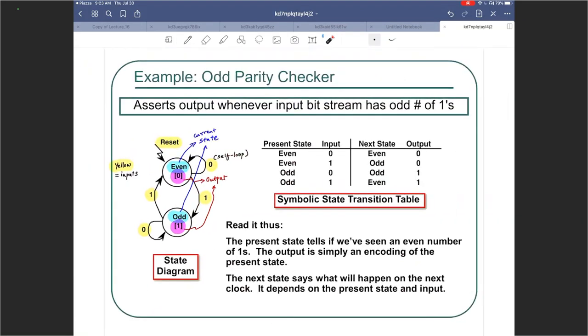All right. Now, using this state diagram, I have written out a symbolic state transition table. Why symbolic? Because you see, I'm using symbols even and odd here. Something like what we did in the counter design example. We just didn't have outputs there. We had present state and next state. Now, for a finite state machine, we have two more columns. One is the input, the bit stream coming in, and the output, the odd parity checker output. So the present state and the next state were already there in our counter exercise.